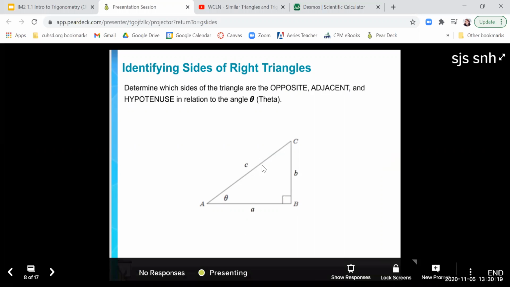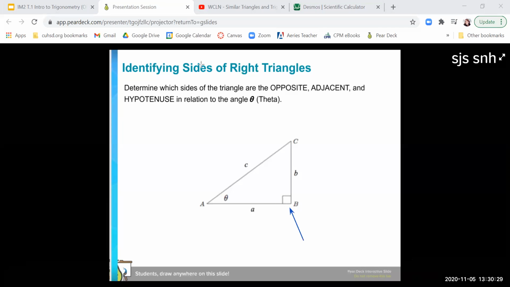So first things first, we need to make sure it's a right triangle. And I see this right angle symbol here, so that tells me I have a right triangle. So I'm good to go. I'm going to make a note to myself that we need a right triangle. Okay, so this is a right triangle.